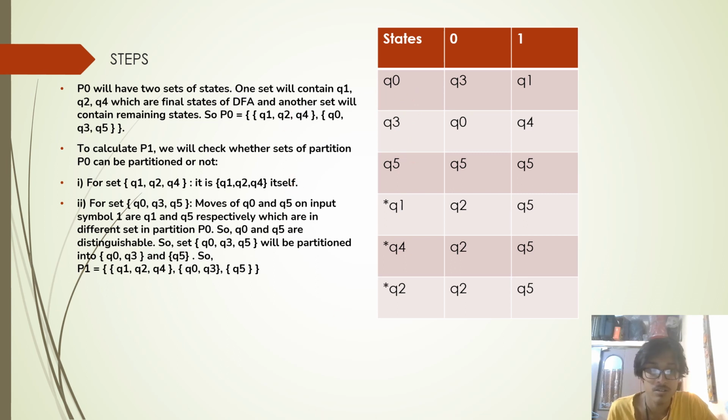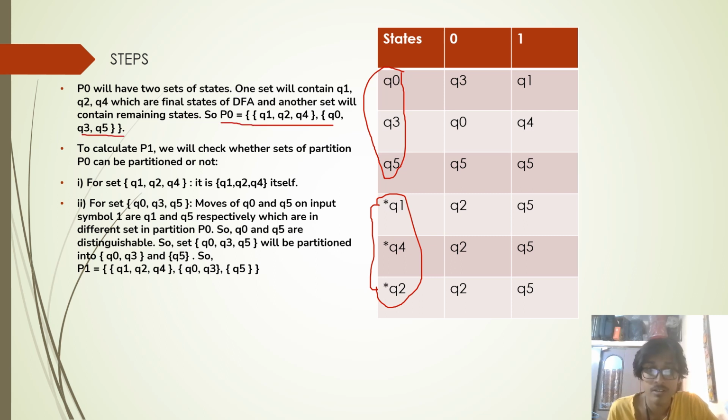First, P0 will have two sets of states. One set will contain Q1, Q2, Q4, which are the final states. Here we have marked them. The other set will be Q0, Q3, Q5, which are the non-final states. So this is how P0 will look.